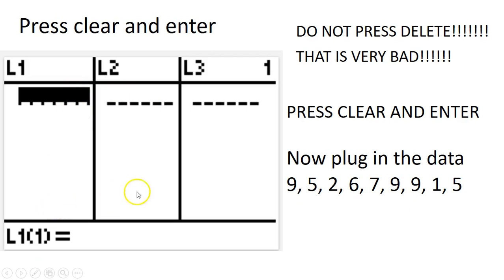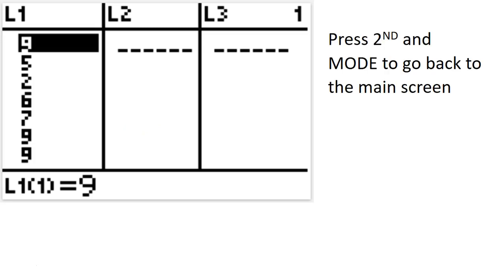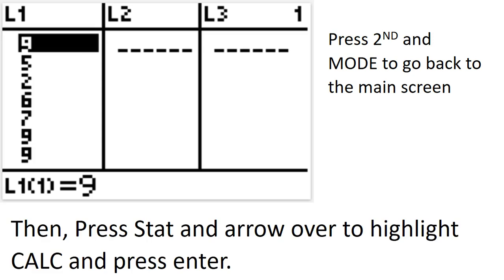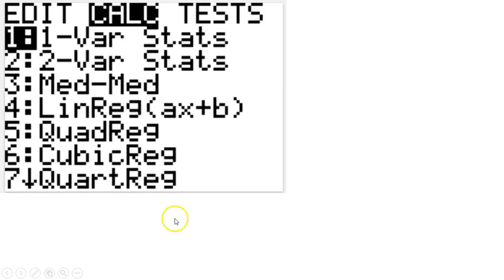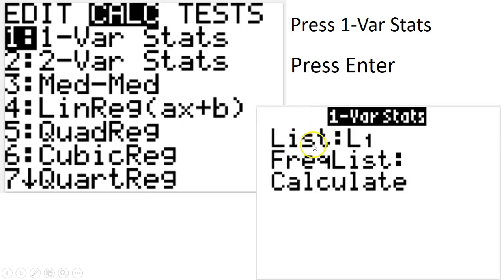So take a minute, plug those values in, and when you do, it should look like this, okay? You press second and mode, again, that takes you back to the main screen, clears you out. So then once you're back at the beginning, press stat and arrow over to highlight calc. We want one variable stats because we are only looking at one column of statistics. So we want one variable stats. You press enter. And when you do, this is what shows up on my screen. I want what's in list 1.